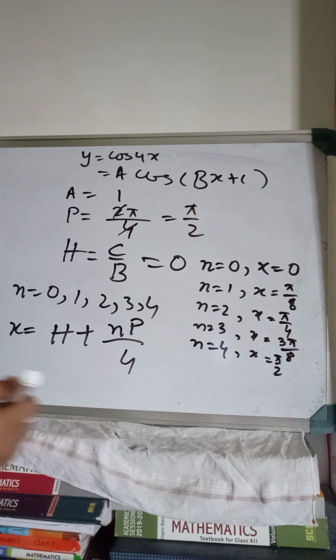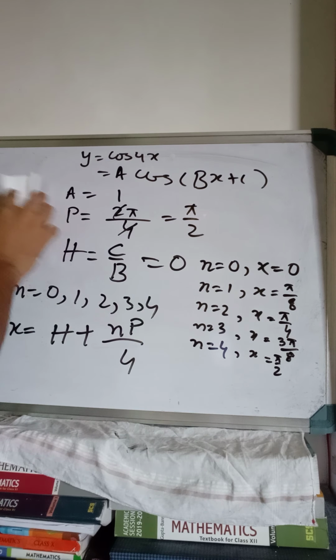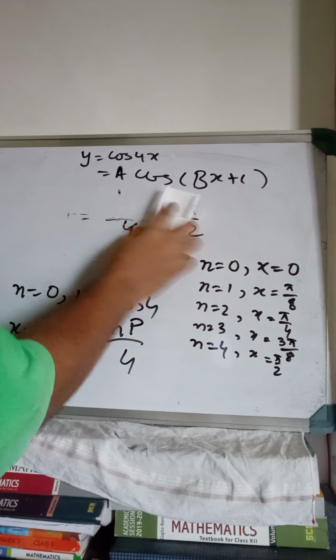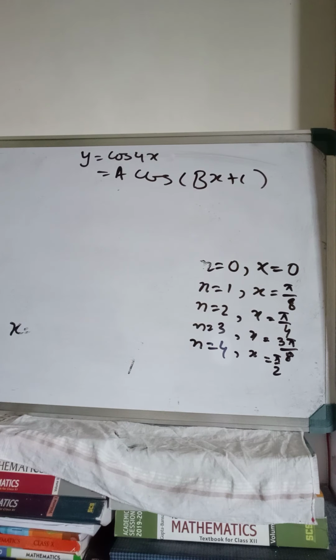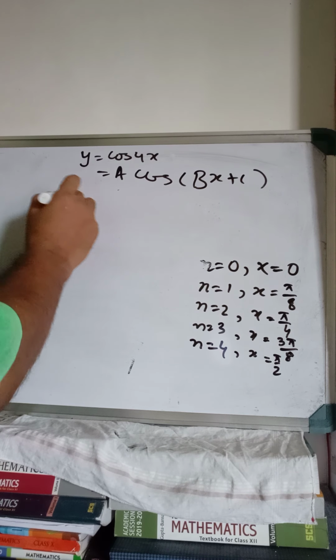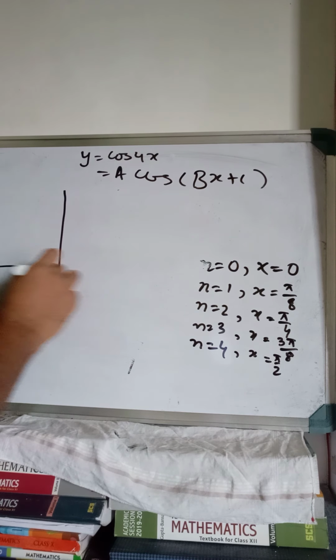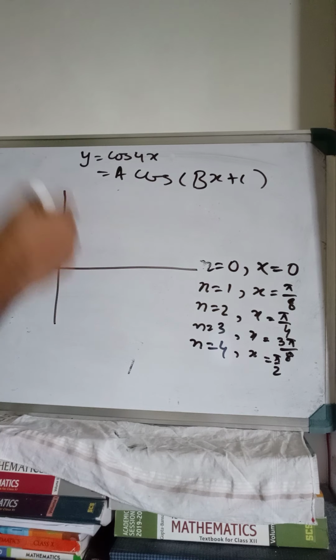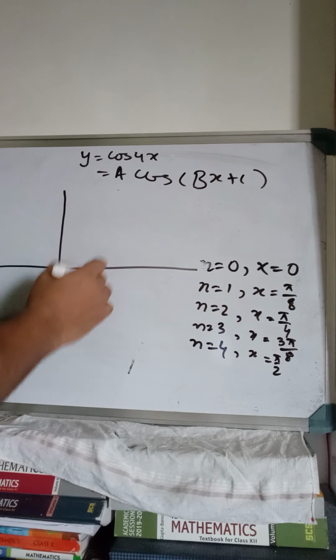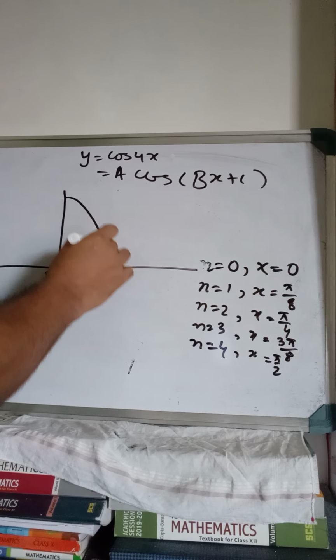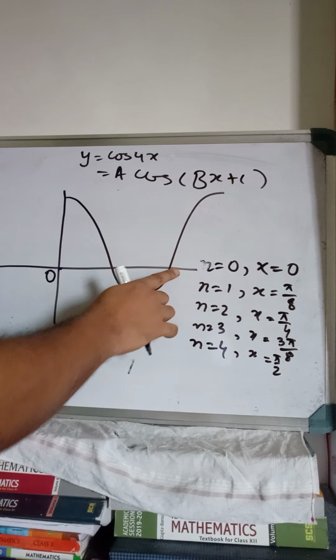Now comes the graph part. Okay, I am doing the graph here. It's quite visible, I guess. I need this axis only, nothing else. So now it is starting from 0. So the graph goes like this. Okay, cos curve.